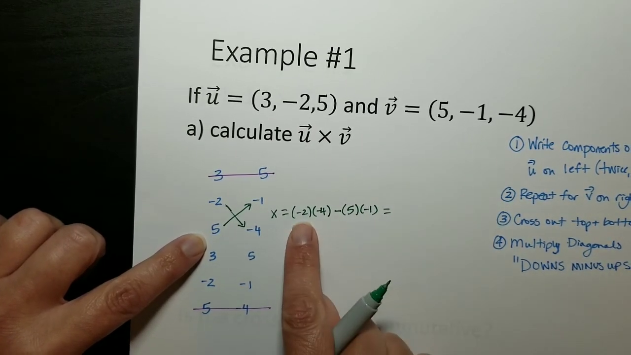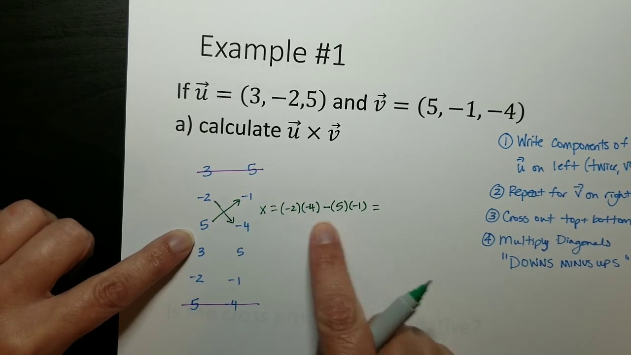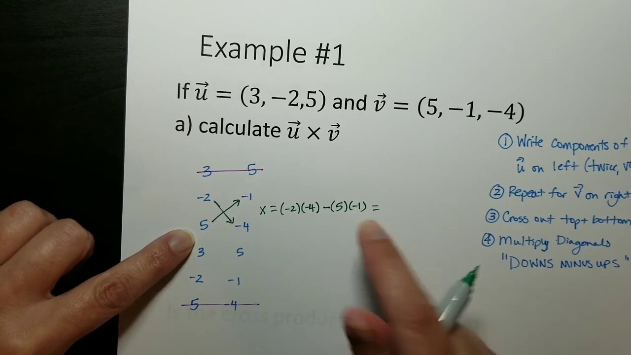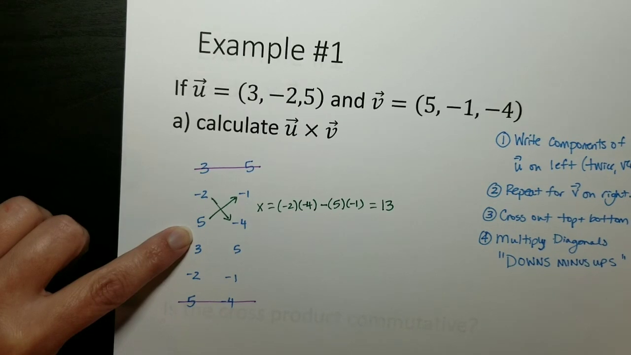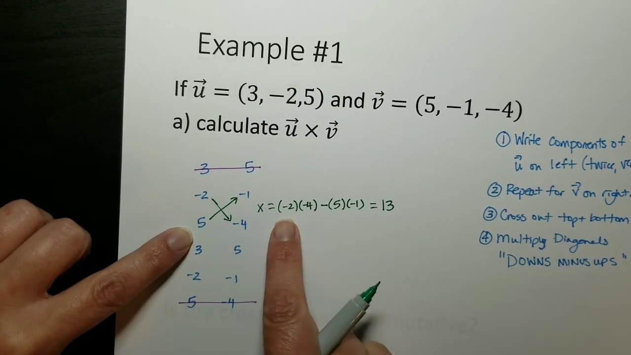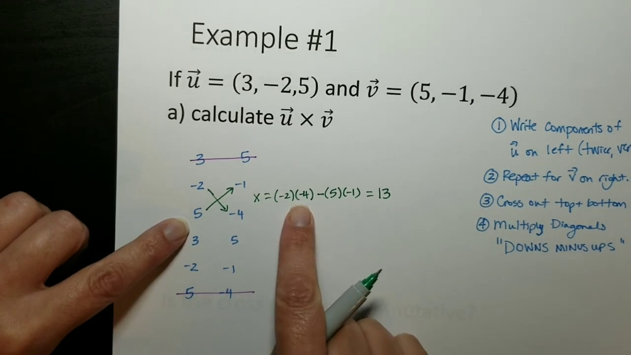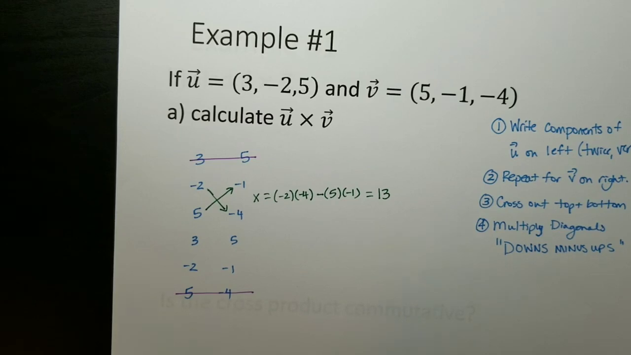So x ends up being -2 times -4 is 8. And then minus 5 times -1, which is -5, so it's +5. X ends up being 13. And that's all it is. I don't even normally show this, but while I'm teaching it, I want you guys to have a good note with the detail in there.